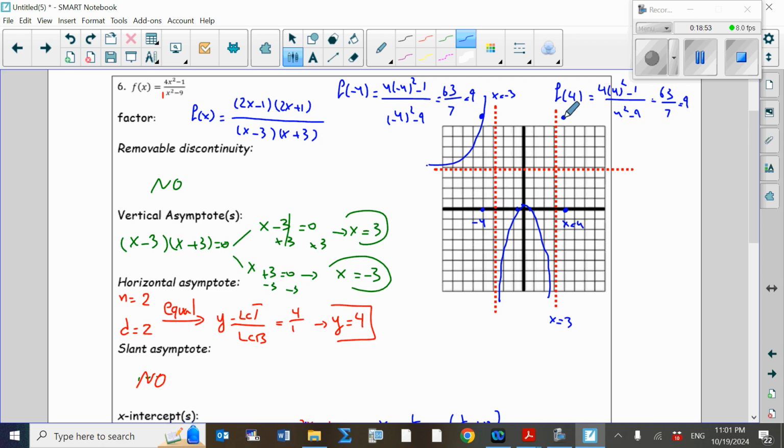So the other part of the graph is going to be this. Sorry, I'm going to erase and do it again.